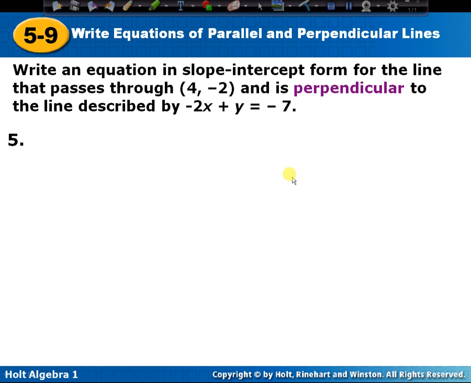All right, so for number 5, I'm going to tell you what to write down. It says, write an equation in slope-intercept form for a line that passes through the point 4, comma, negative 2 and is perpendicular to negative 2x plus y equals negative 7. I want you to write down the equation negative 2x plus y equals negative 7. I want you to write the point 4, comma, negative 2, and then I want you to write the word perpendicular.